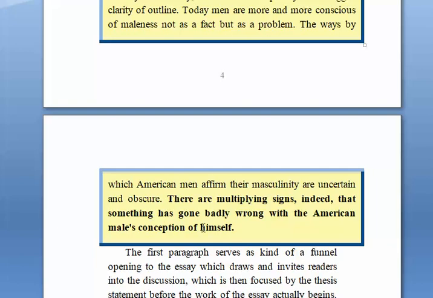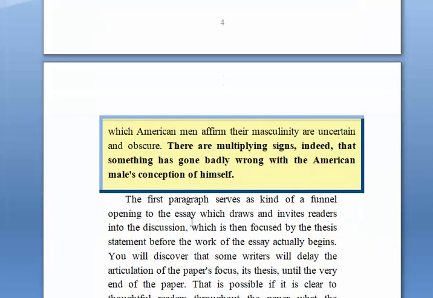This is the thesis statement. It is located at the end of the paragraph. It summarizes the whole paragraph. Okay, the first paragraph serves as a kind of funnel opening to the essay, which draws and invites readers into discussion. So the first paragraph is like an invitation to read. Okay, where is the thesis statement? It is located at the end of the first paragraph.